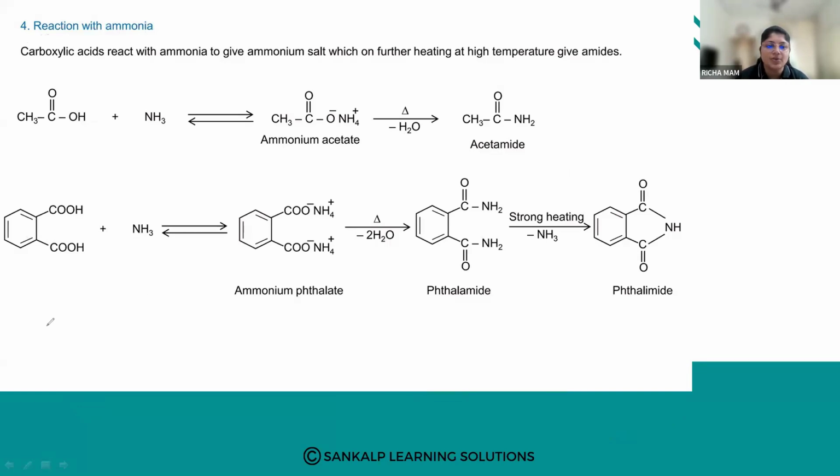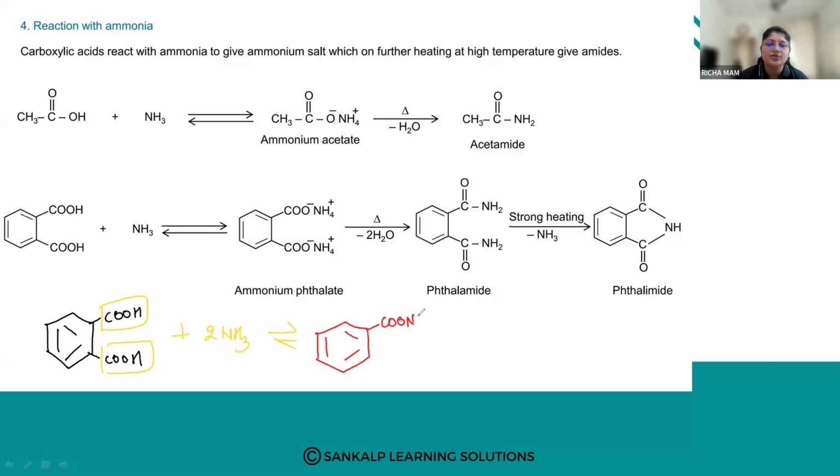Let me show you. Suppose this is your compound. Two carboxylic acid groups are there, right? So to form the ammonium salt, now what do I require? I require 2NH3. So with 2NH3, what will be the product obtained? It will be COO NH4 plus, COO NH4 plus. So this is minus and plus. This is phthalic acid, and the name of this product is ammonium phthalate.